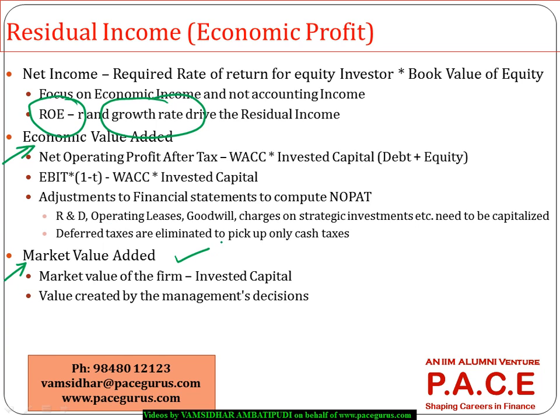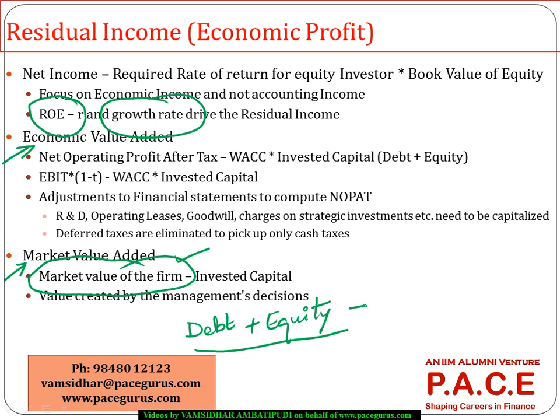One is the market value added, which is nothing but the total market value of the firm. When I say total market value, I mean the market value of debt plus the market value of equity, whatever that total is from a market dimension. What is the value of this particular firm minus the invested capital, which is nothing but by how much the value of the firm increased over what has been invested.